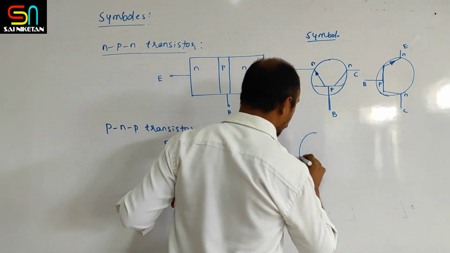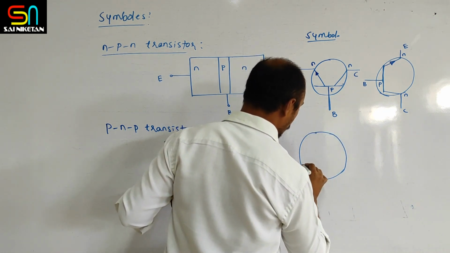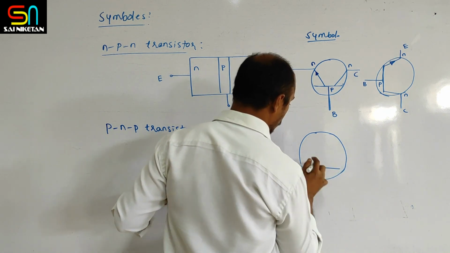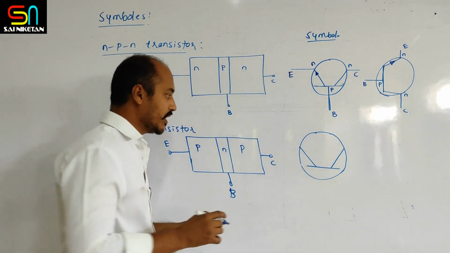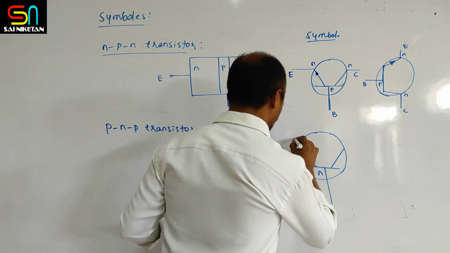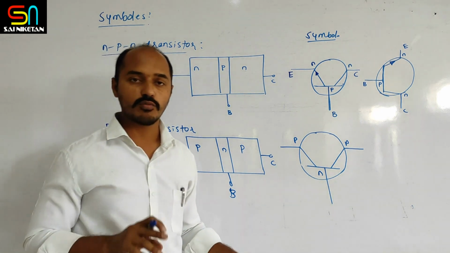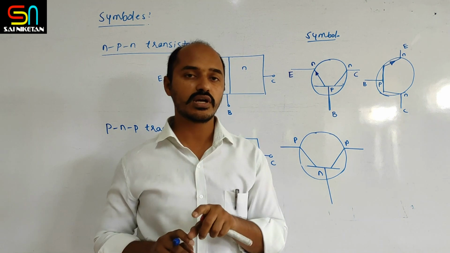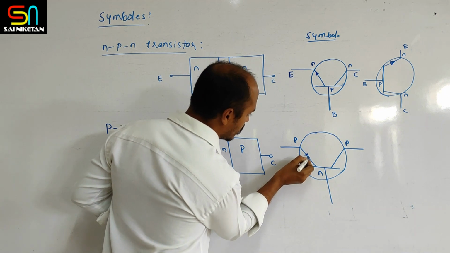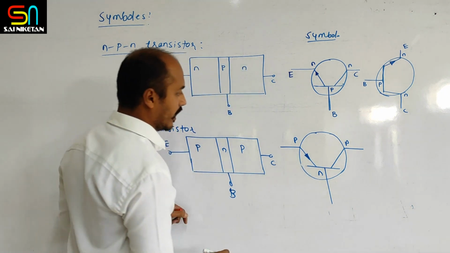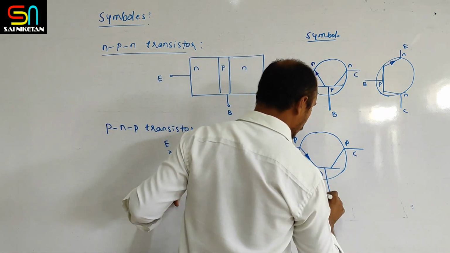Now, how will the symbol be? First you draw the base, then you draw the collector and emitter. Here N is the base, so I am marking N here, and this is P and this is P. Here always show the arrow mark from positive to negative, because the conventional direction of current is from positive to negative. So I am showing the direction from P to N. This becomes the emitter, this becomes the collector, and this becomes the base.